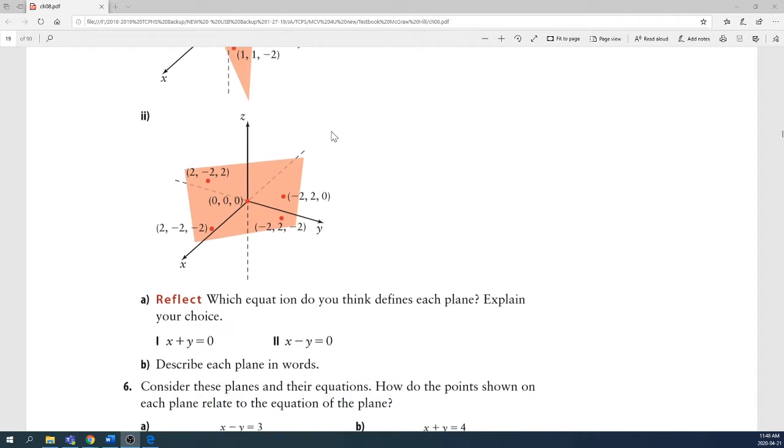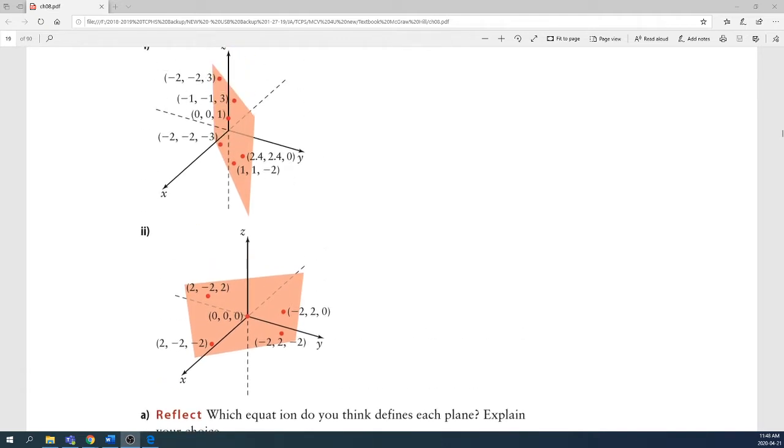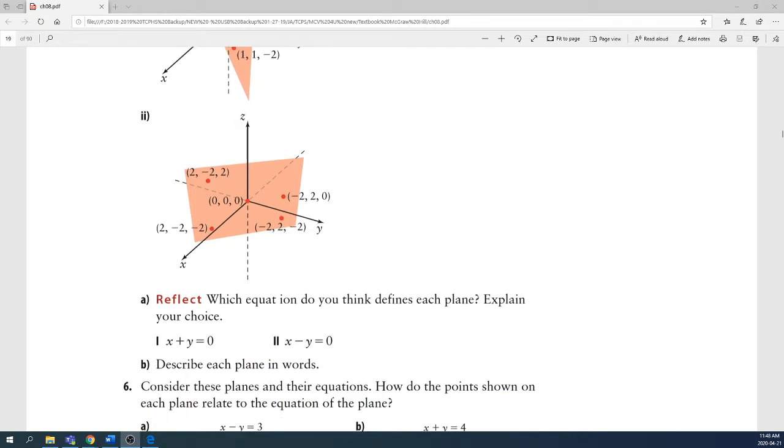Describe each plane in words. Okay, so to describe the plane in words, you would state that this plane in part I, the x and y values are always the same. The z value changes. Okay, for II, how do we describe this plane? The x and y values are always negatives of each other. Same magnitude, z value will change.